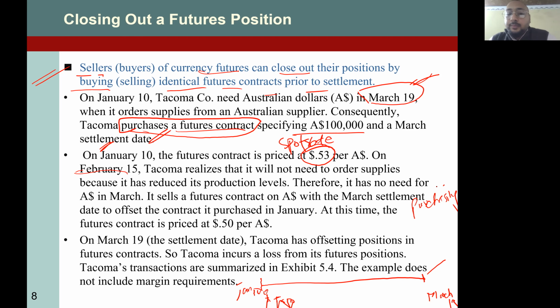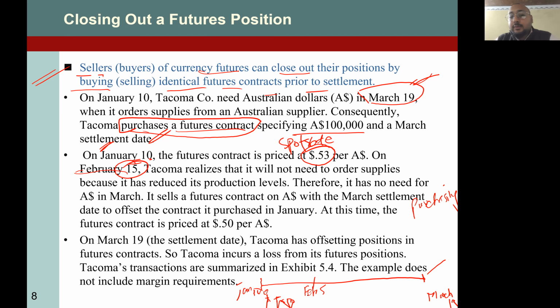So at 15th of February, now you realize you don't need to purchase, right? So can you cancel this? No, because this is future contract. You cannot leave your obligation unhonored, right? So this is obligation. So what do you want to do that? So how are you going to do that?